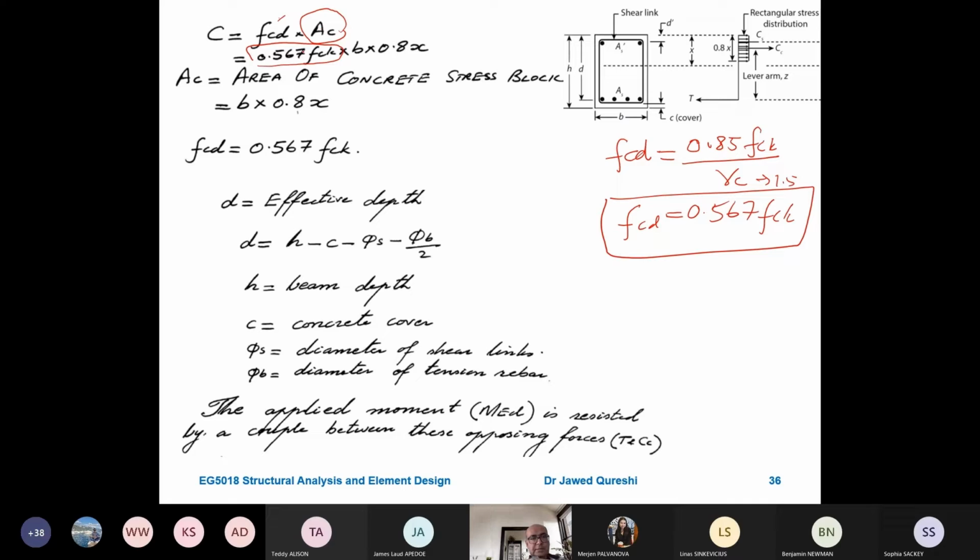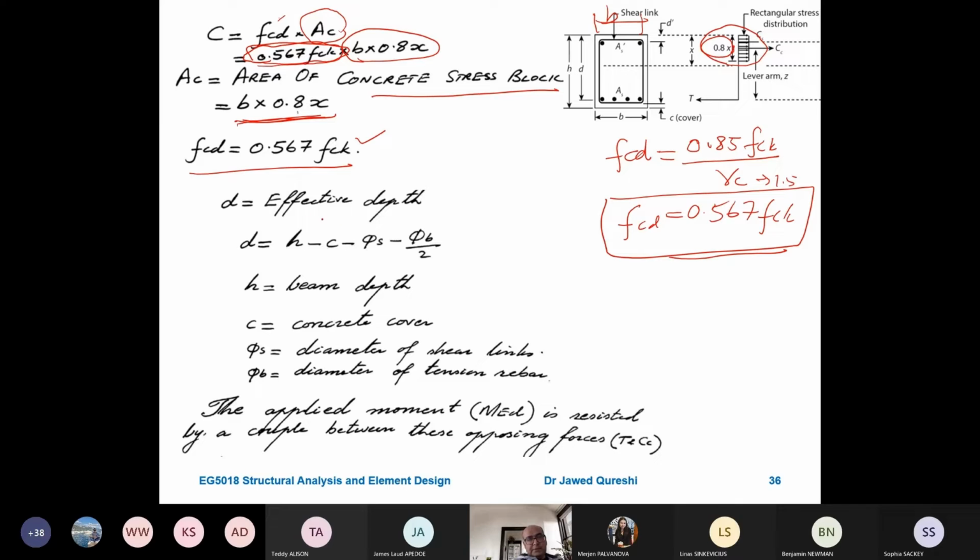The stress times area: stress is 0.567 fck, which is from here, and then the area of concrete. Previously, the area of steel was simply pi by 4 d squared. Now, the area of concrete will be the area of this concrete block. So it will be b, that is the width of the beam, times the depth of the block. The depth of the block is 0.8x. So width times depth will give the area of the concrete stressed block. So this is something which is being stressed. That's why it is b times 0.8x. And fcd is equal to 0.567 fck, which I already explained.